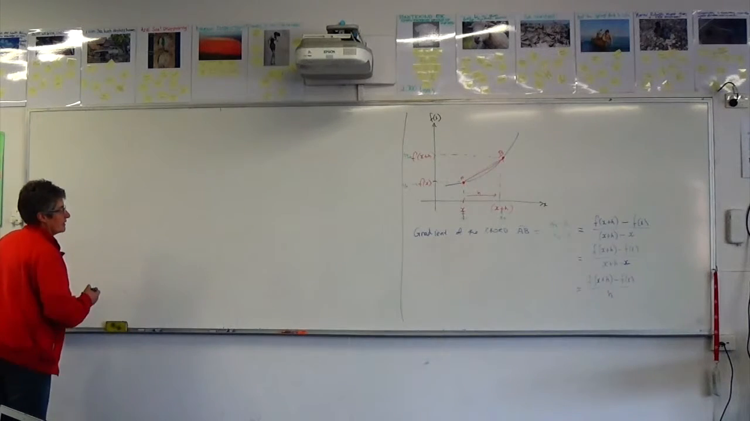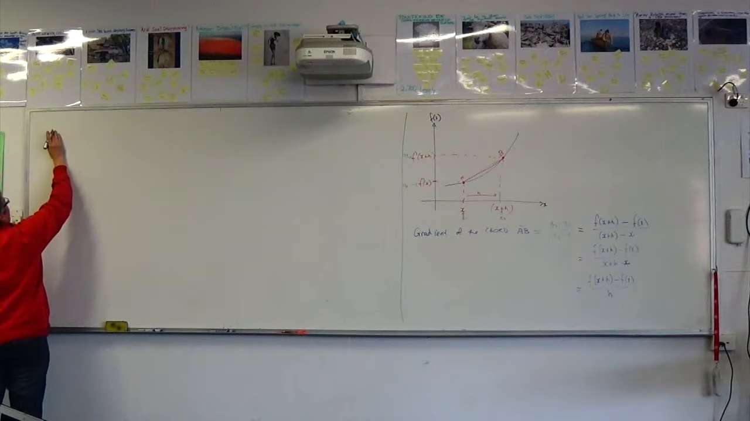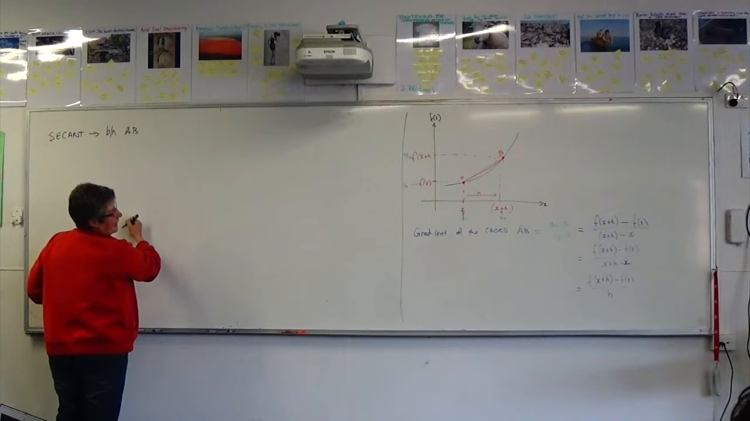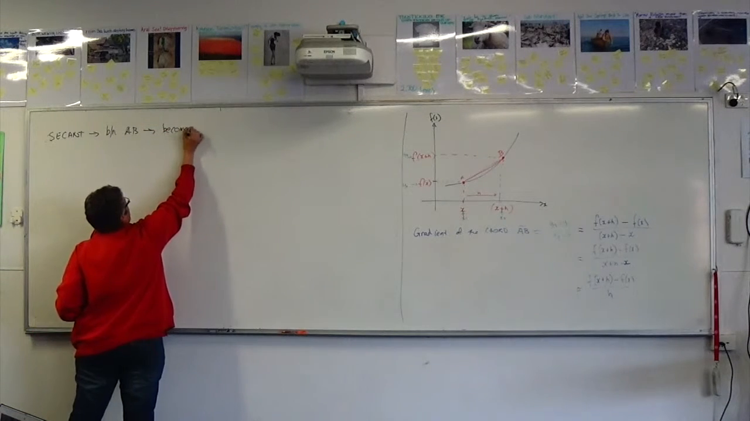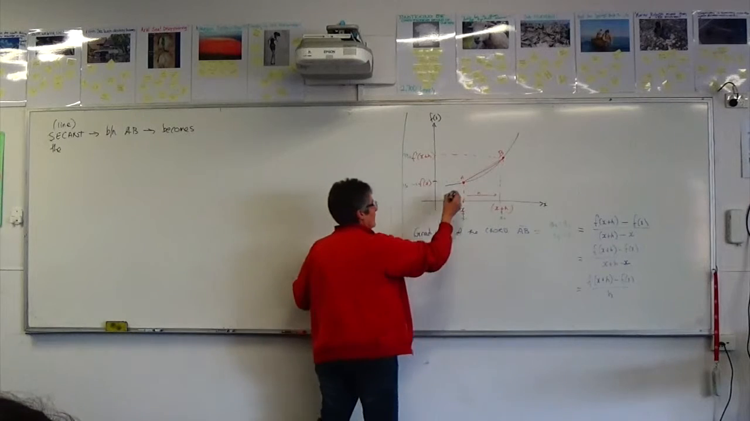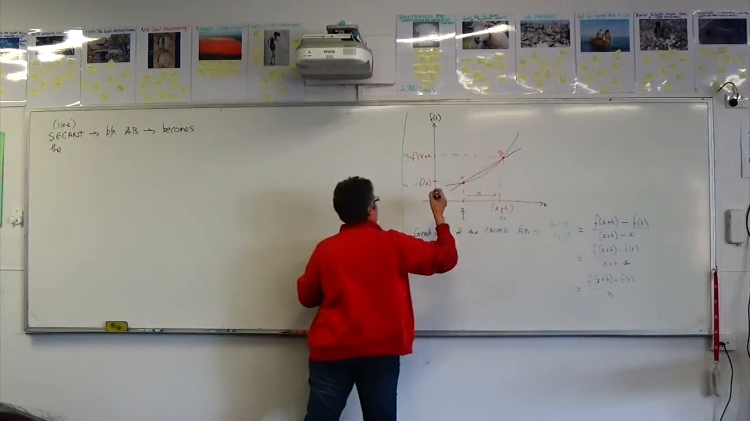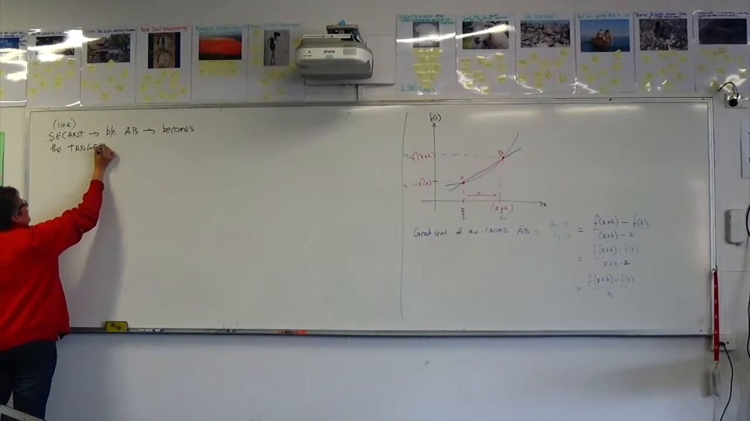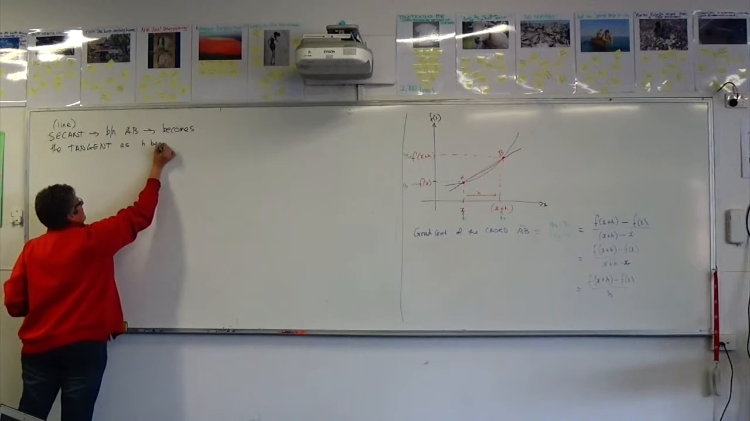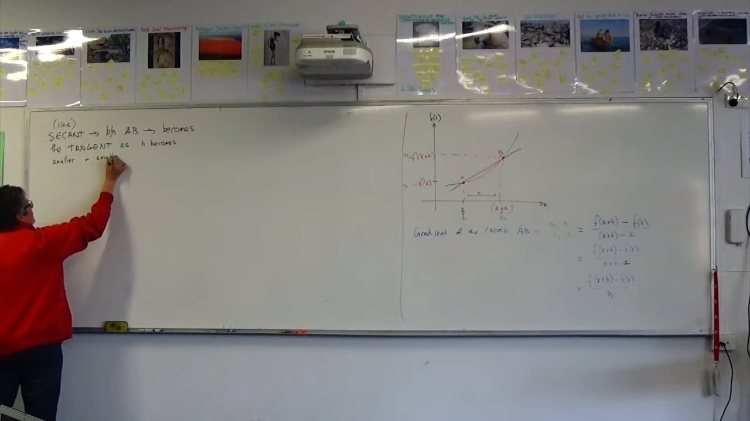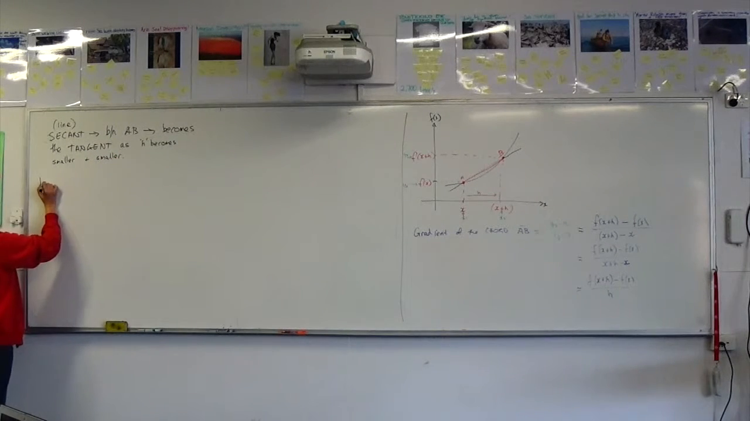Our chord, if we changed our chord to a secant, we've got A and B. The secant, which is our line. If I extended this line, the secant between A and B becomes the tangent as h becomes smaller and smaller. So we get the instantaneous rate of change.